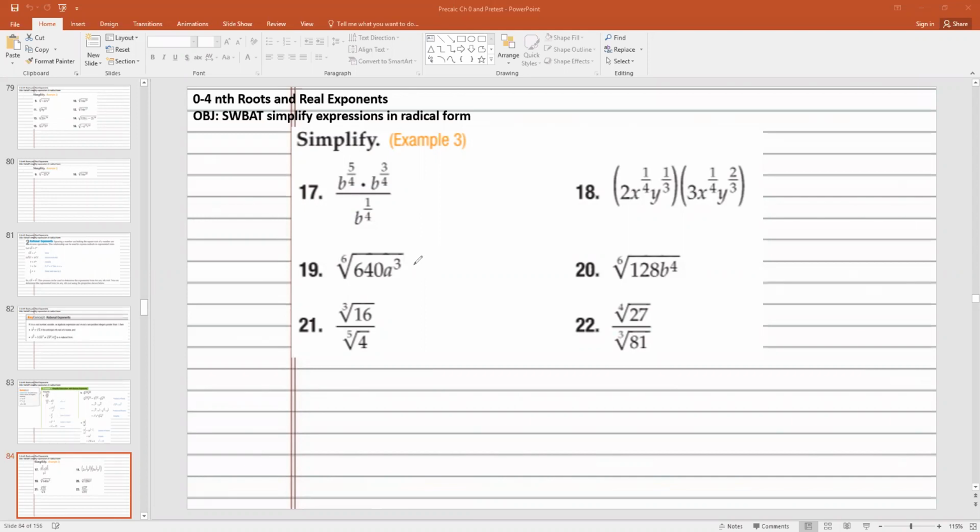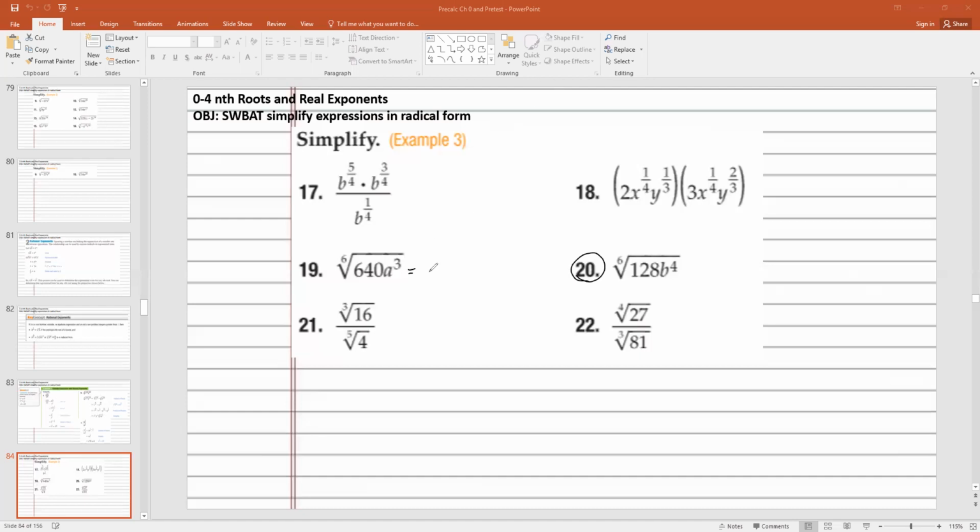Okay, so next thing, let's do 19. If you want to try 20, feel free to. I'll leave that one up to you. So here we want to do our properties of radicals. That's where we split it up, remember? Do they want us to do it this way? Okay, let's do it this way.